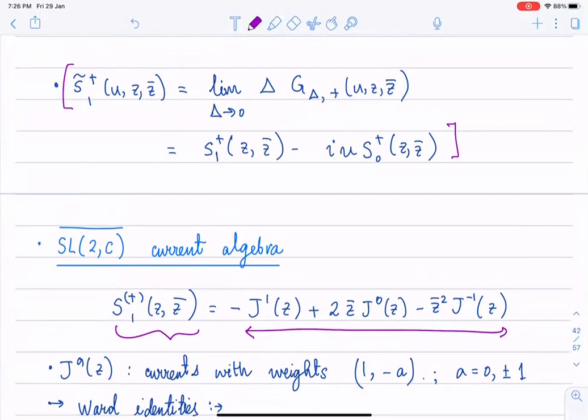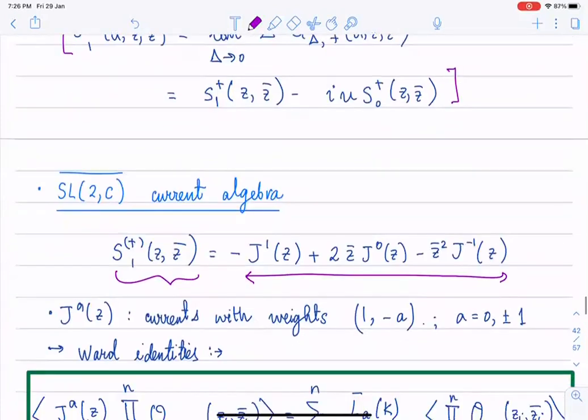I'm implicitly assuming that I have gone to (2,2) signature now, where z and z bar are no longer complex conjugates of each other, and therefore it makes sense to expand individually in z and z bar. So basically I'm just expanding this subleading soft operator in terms of z bar. If you do that, you get 3 sets of currents, which I have denoted here by J1, J0, and J minus 1.